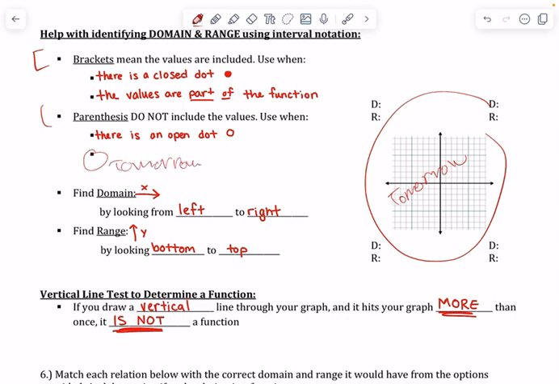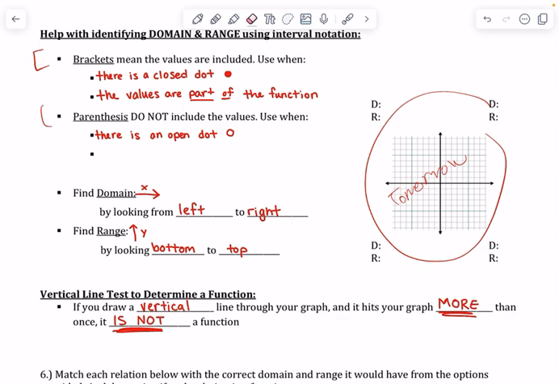So for today, you need to know that if you've got part of your graph or if there's a closed dot, we're going to use a bracket. And then parentheses is when we're not including the values, just like inequalities. And that's when there would be an open dot or an arrow, which we'll talk about tomorrow.